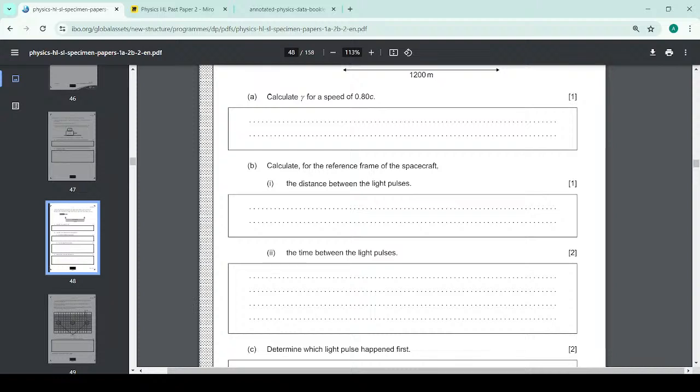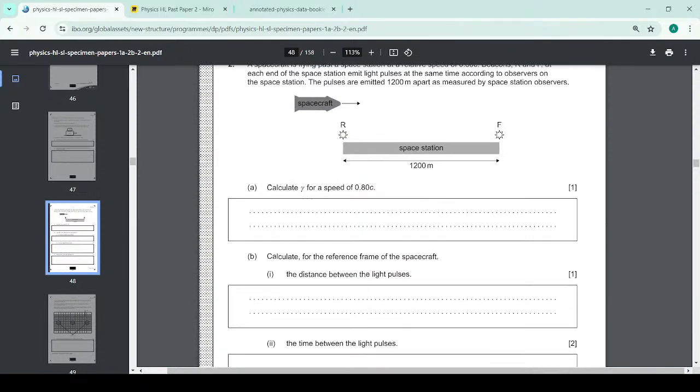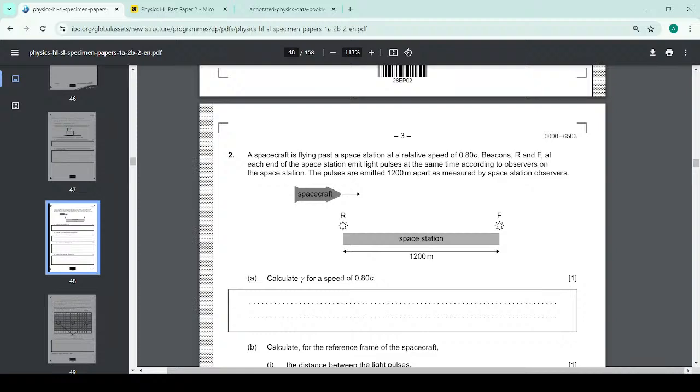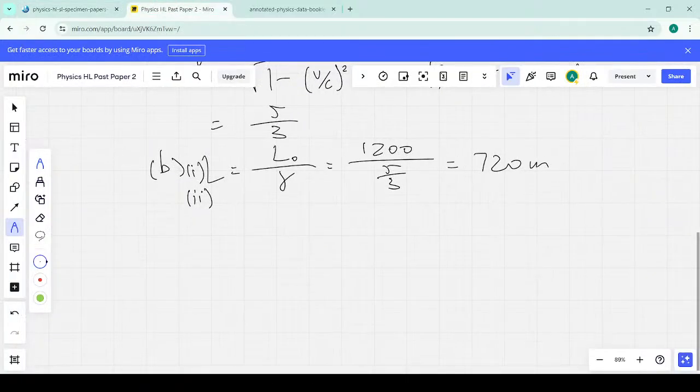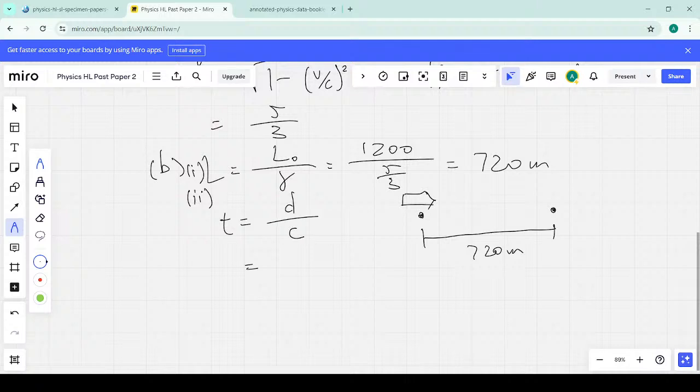Okay. The time between the light pulses. Now, where is the spacecraft? So pretty much this is the diagram. That's 720 meters. Let's say the spaceship is right here. The first one is instantaneous. The second one would need to travel that 720 meters. So t is d over the speed of light. That's 720 divided by 3 times 10 to the 8. Should be 2.4 times 10 to the negative 6 seconds.